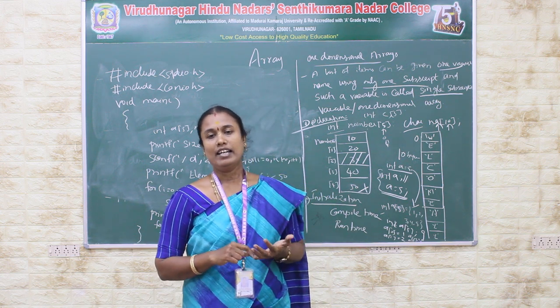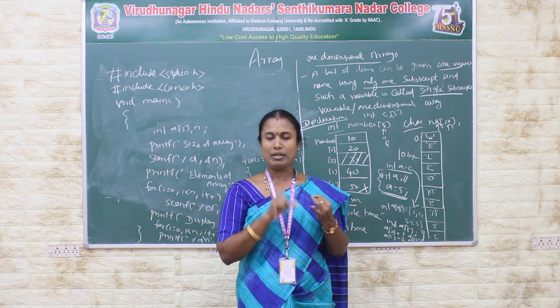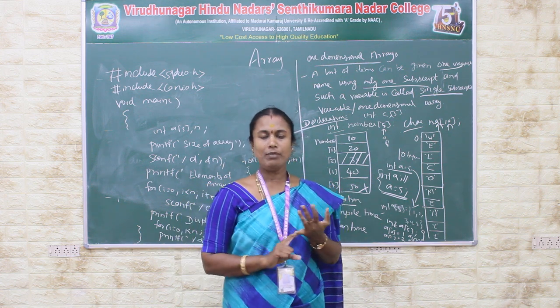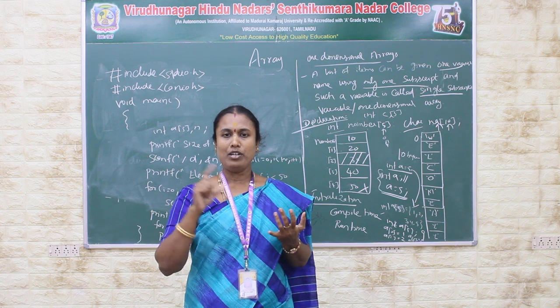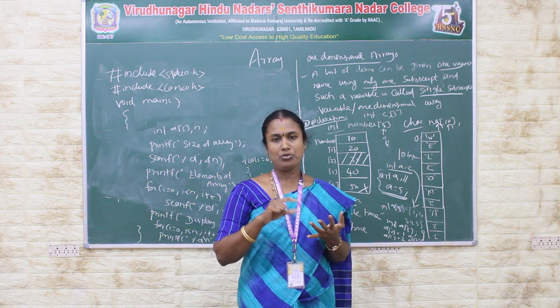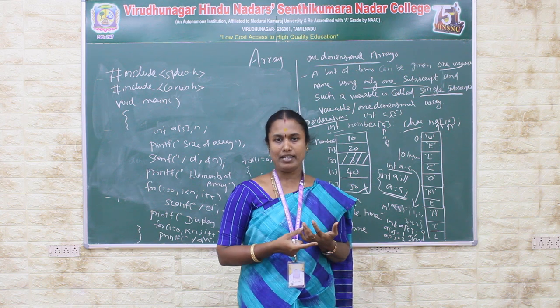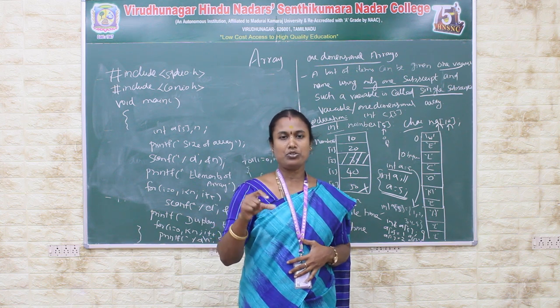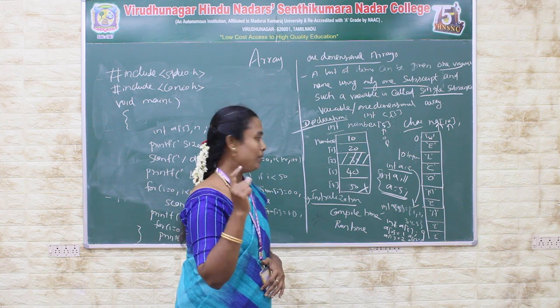So an array can be initialized in two ways, compile time and runtime. At compile time, during the compilation itself the value is assigned. At runtime the initialization is done by the program while it is running, based on which condition is true, the value is assigned.